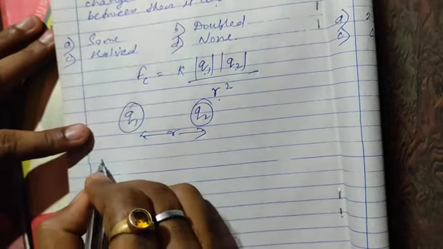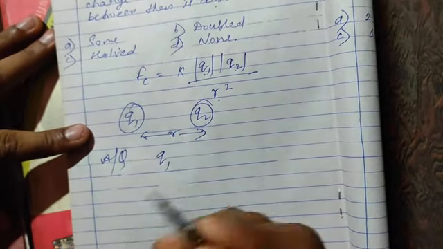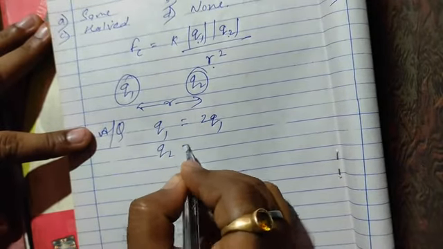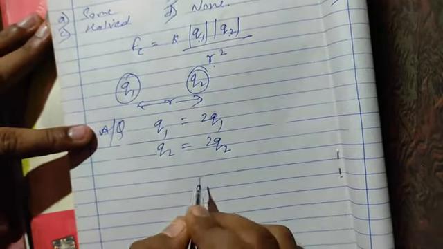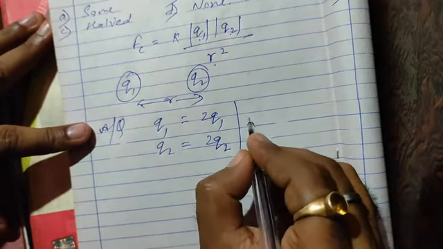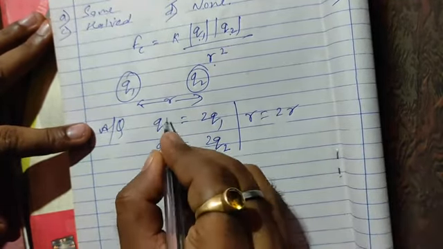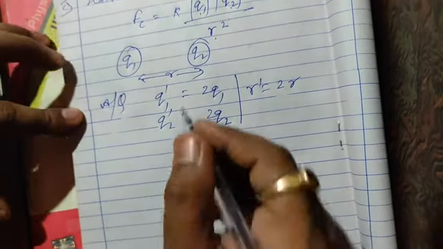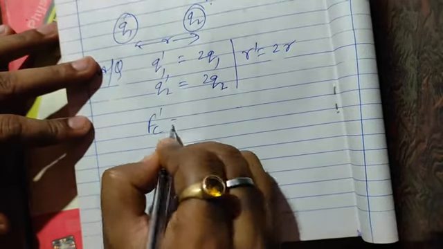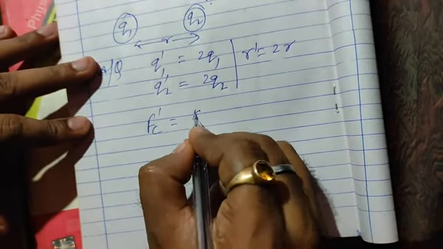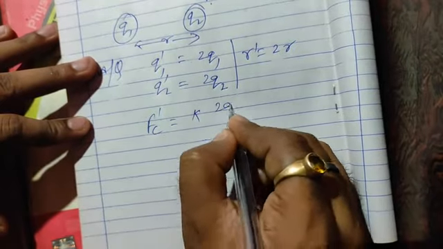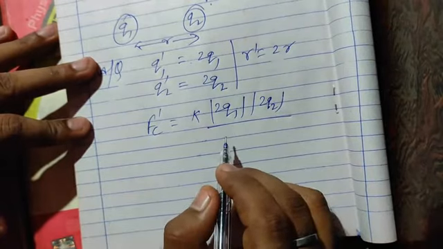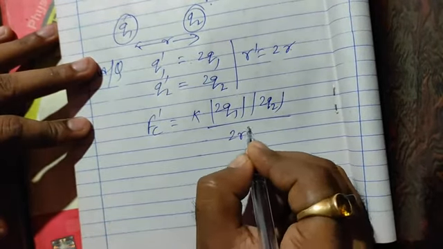According to the question, Q1 is doubled, it means 2Q1, and Q2 is also doubled, that is 2Q2. The distance between them is also doubled, it means R will be 2R. So this is Q1 prime, this is Q2 prime, and this one is R prime. Now if we calculate the new Coulomb's force of interaction, we know K Q1 into Q2, here Q1 is 2Q1, here Q2 is 2Q2, and the distance is 2R, squared.